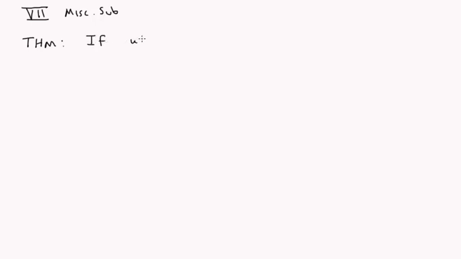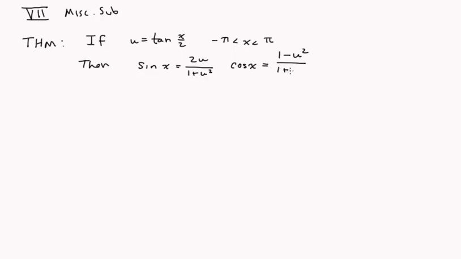So if u equals the tangent of x over 2, for negative pi is less than x is less than pi. If you let that substitution be true, then several things occur. Then the sine of x becomes 2u over 1 plus u squared, and the cosine of x becomes 1 minus u squared over 1 plus u squared, and finally dx becomes 2 over 1 plus u squared du.